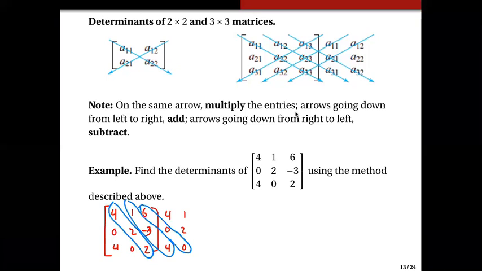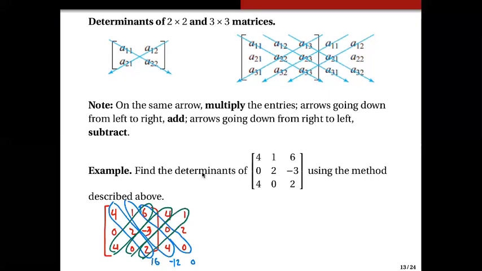And when we multiply, we have 4 times 2 times 2, that's 16. 1 times negative 3 times 4, that's negative 12. We have 6 times 0, that's just 0. Now, for arrows going down from right to left, what I'm going to do is going up from left to right. So this is this guy here, okay? This is also this guy here. And finally, you have this guy here.